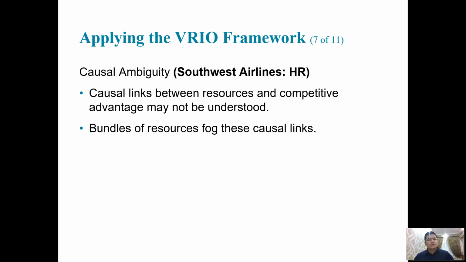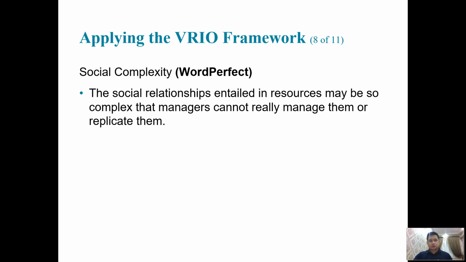So, applying the VRIO framework: causal ambiguity, Southwest Airlines, HR. Causal links between resources and competitive advantage may not be understood. Bundles of resources fog these causal links, right? Then social complexity, which you guys have used already. The social relationships entailed in resources may be so complex that managers cannot manage or replicate them.